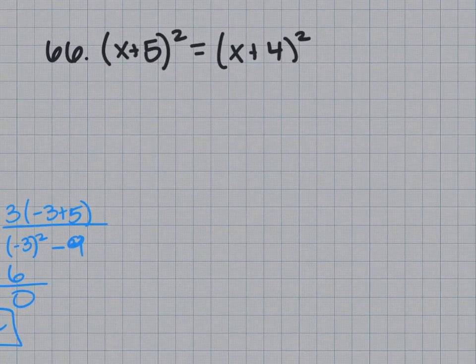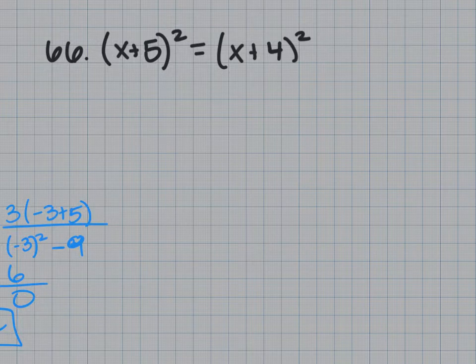Lastly, we're going to look at 66. 66, we've got the quantity of x plus 5 squared is equal to the quantity of x plus 4 squared. The only issue with this is I think the first natural thing to do is to take the square root of both sides. We're not going to do that, and I highly suggest you don't. Just because when you take the square root of both sides, anytime you put a square root in, you have to add the plus or minus, and that's going to make this difficult.